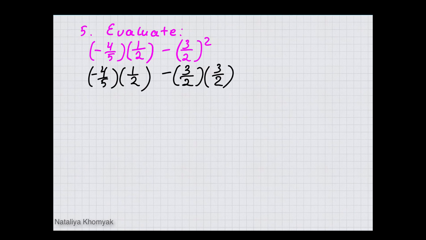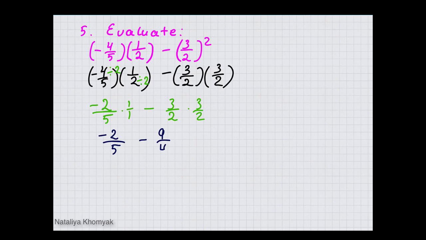Multiplying fractions, we want to multiply left to right. Now we have 4 and 2. Both of these can be divided by 2. So negative 4 divided by 2 gives us negative 2 out of 5 times 1 over 1, minus 3 out of 2 times 3 out of 2. Negative 2 times 1, negative 2. 5 times 1, 5. Minus 3 times 3, 9.